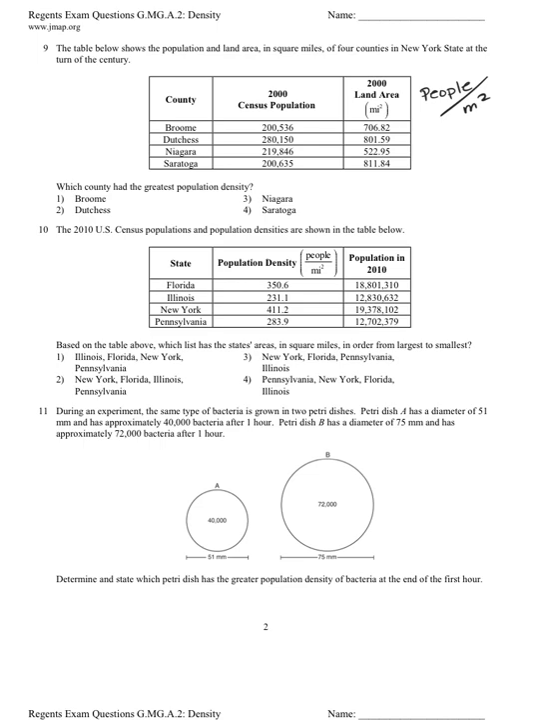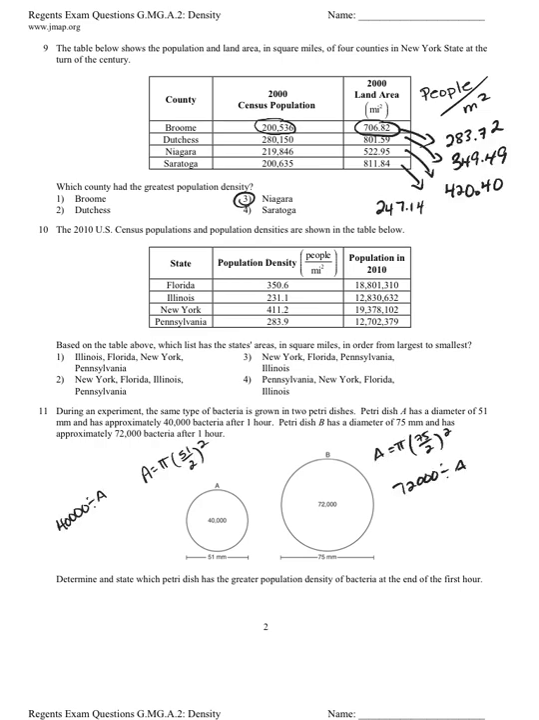Number 9 is a little bit of a different question. So when you're dealing with population density, you're talking about people per square mile. So for each of these, I'm going to type in the population divided by the land area, and then I'm going to look at which one's the largest. Okay, so you can see that that answer was clearly Niagara.